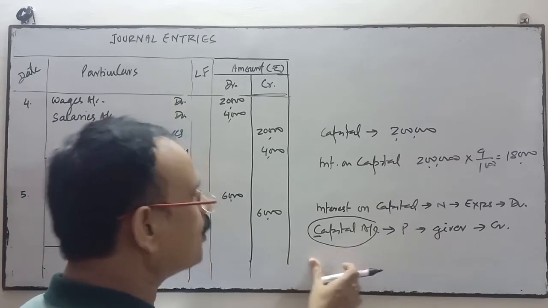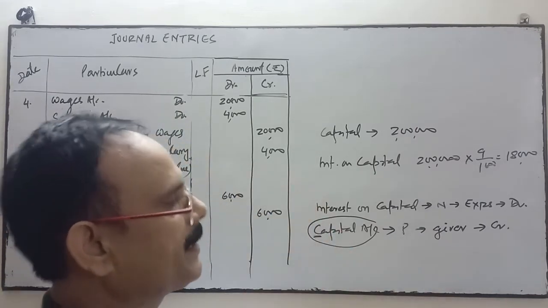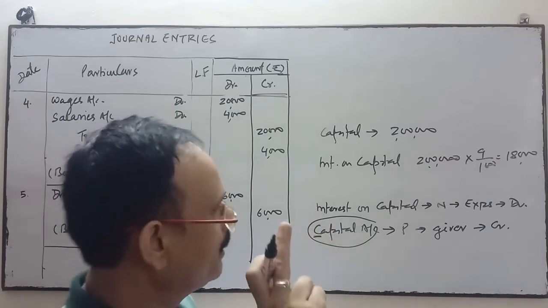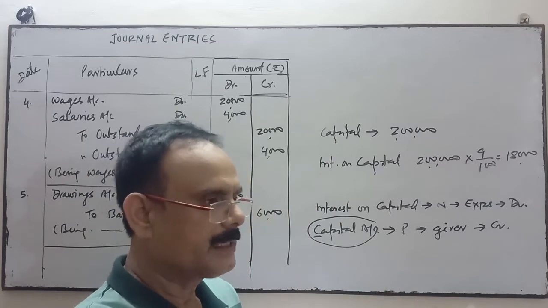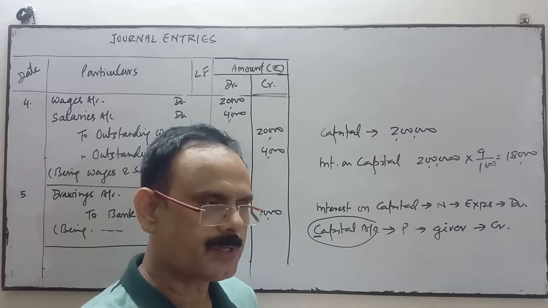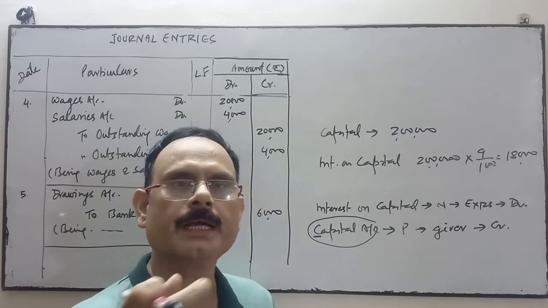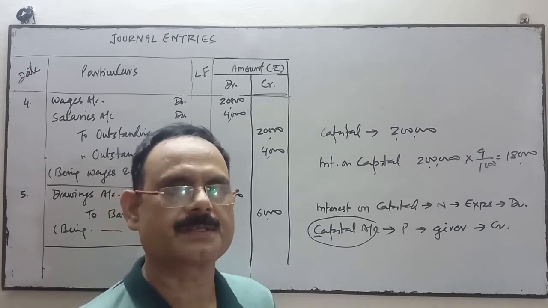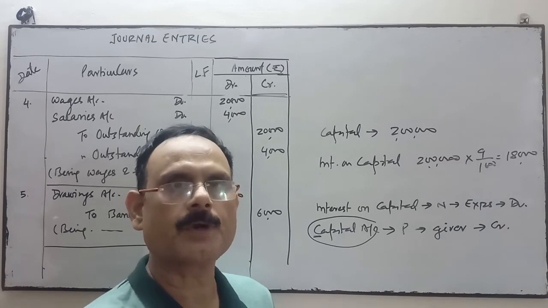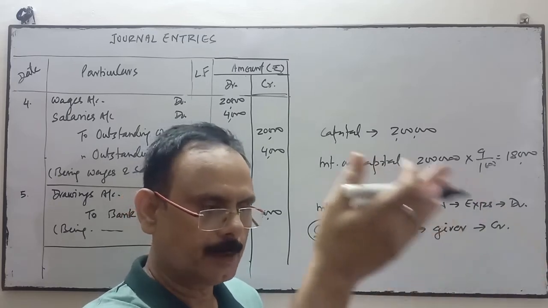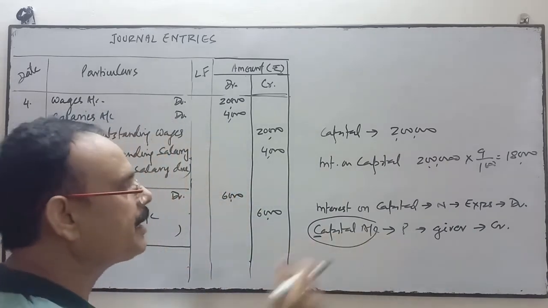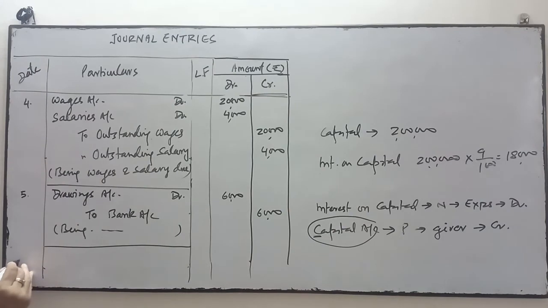But here the cash is not paid. The amount is not paid to the proprietor. So the proprietor's account, meaning capital account, will open. If the interest is not paid, where is the interest amount? It is inside the business. It means the proprietor has given the amount. So the proprietor is the giver. So interest on capital will be debited.